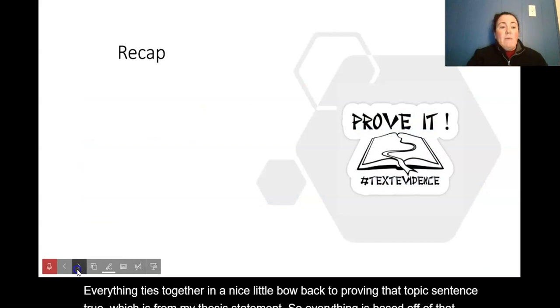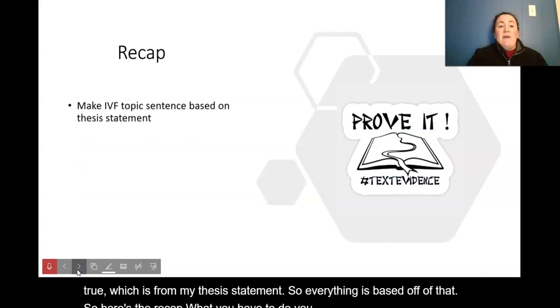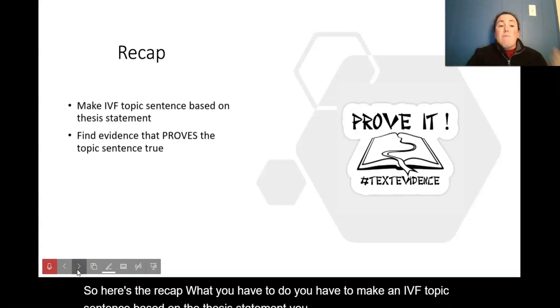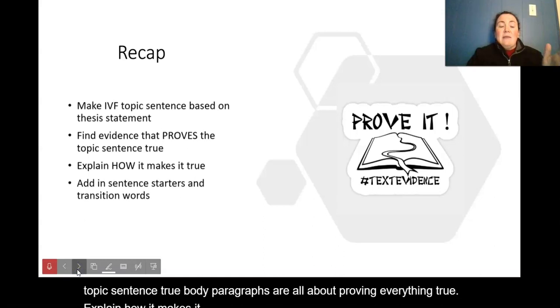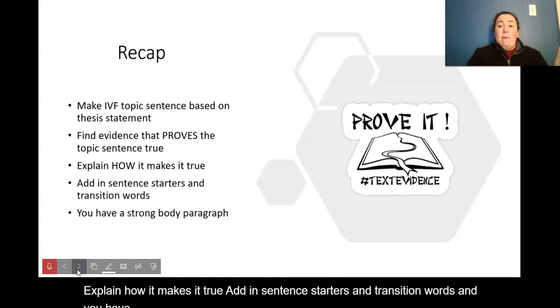So here's the recap. What do you have to do? You have to make an IVF topic sentence based on the thesis statement. You have to find evidence that proves the topic sentence true. Body paragraphs are all about proving everything true. Explain how it makes it true. Add in sentence starters and transition words, and you have a strong body paragraph.